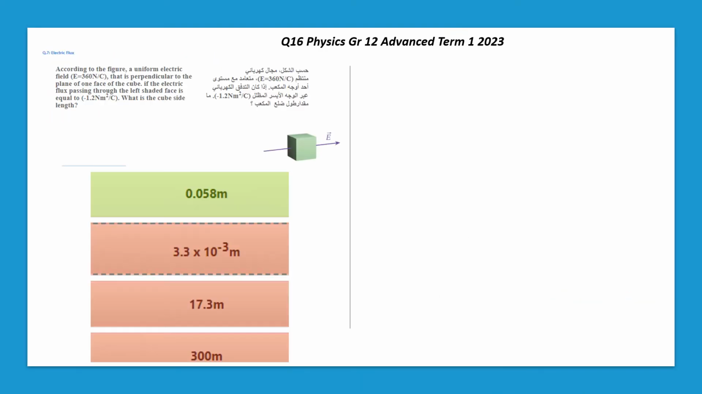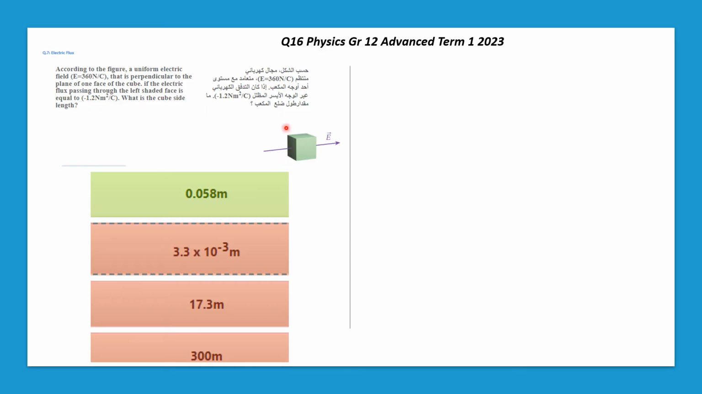We continue with question 16. For this question, we're still on the same chapter, chapter 2, section 7. According to the figure, a uniform electric field E equal to 360 Newton per Coulomb is perpendicular to the plane of one of the faces of the cube, as you see here. If the electric flux passing through the left shaded face is equal to minus 1.2 Newton meter square per Coulomb, what is the cube side length?